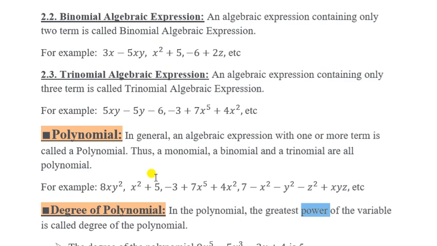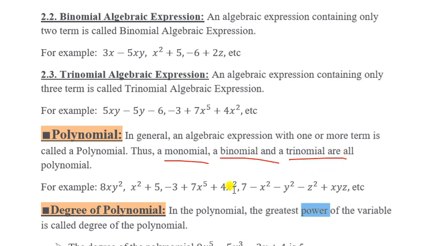This is a polynomial. Clear? That means any kind of algebraic expression can be a monomial, a binomial, or a trinomial. Any kind of algebraic expression is called a polynomial. That's why I wrote here that a monomial, a binomial, and a trinomial are all polynomial algebraic expressions.